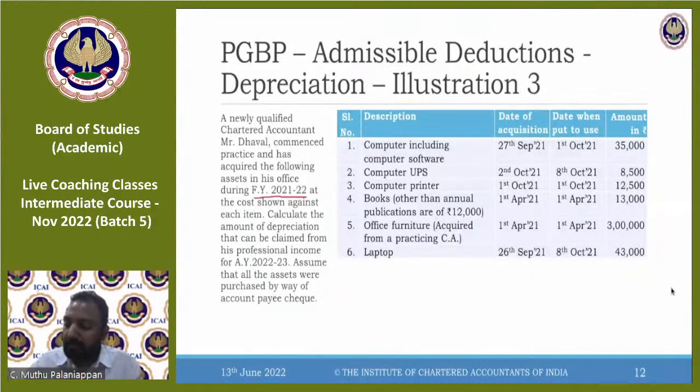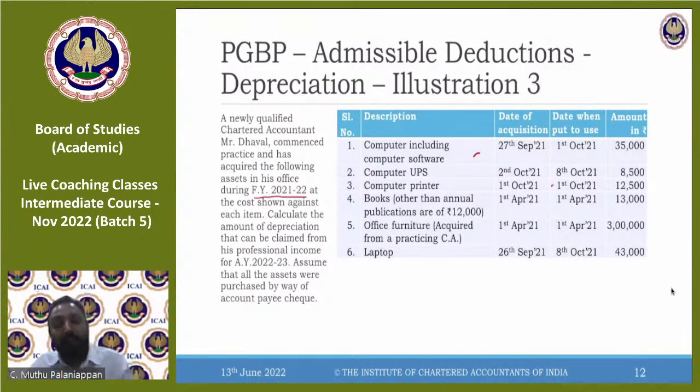Now they say they have incurred cost including computer software. It is acquired on 27 September 2021, but it is put to use only on 1st October. And then you have UPS, 2nd October and 8th October. Then you have computer printer, that is 1st October. It is used on the same day.